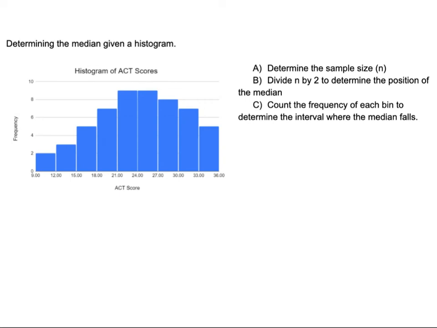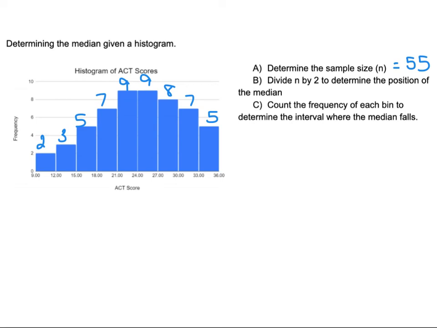So what I would start by doing is just labeling my frequencies. So 2, 3, 5, 7, 9, 9, 8, 7, and 5. And then I would determine my total sample size by finding the sum of those bins. And I get a sample size of 55. Okay, so I know that this was made out of 55 students who took the ACT rather than the SAT.